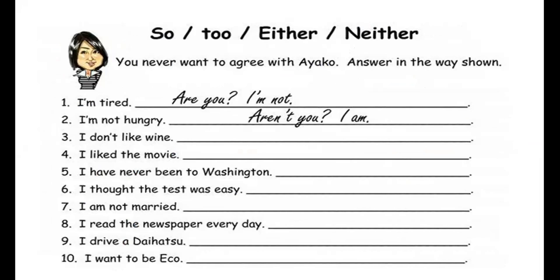Okay, perfect. I am not hungry. Aren't you? I am. I don't like wine. Si yo tuviera que afirmar con ella, tendría que decir, neither do I, pero como le tengo que llevar la contraria, I have to say a contrary opinion. I don't like wine. Why not? I like it, for example, right?